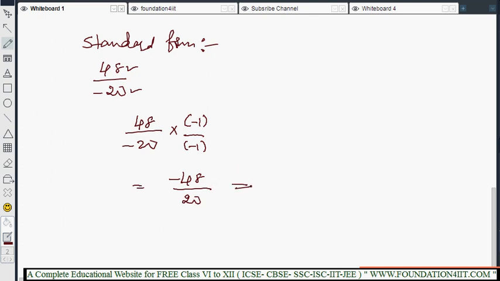Again, minus 48 by 20. So we can divide both by 4. Then this becomes minus 12 by 5, because 20 by 4 is 5. Now for 12 and 5 there are no common factors or common divisors. Therefore minus 12 by 5 is the standard form, because we should not simplify further. If you cannot simplify further, then that is the standard form.